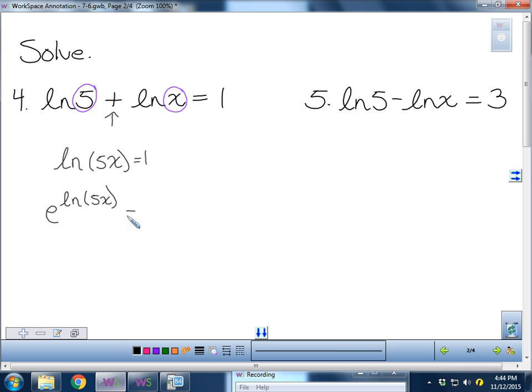But what I do to one side, I have to do to the other side. So I'm going to take an e and I'm going to raise it to the power of 1. This e and this natural log cancel. And now I'm left with 5x equals e to the first, which is just e. To solve for x, I divide by 5.